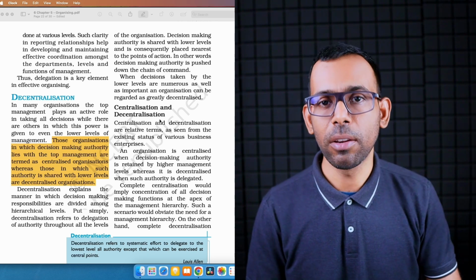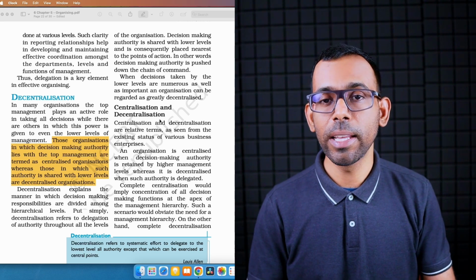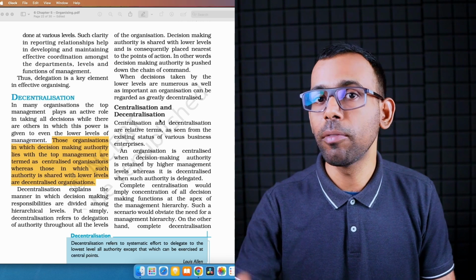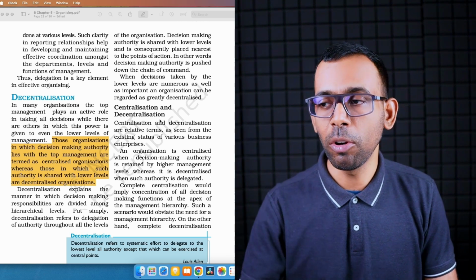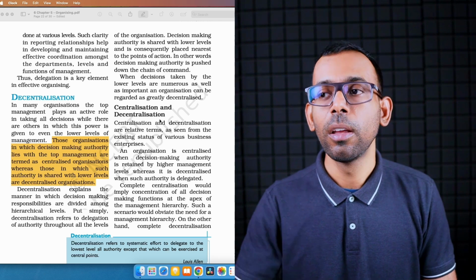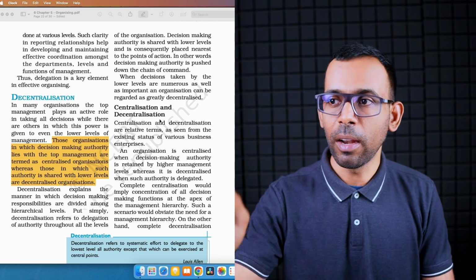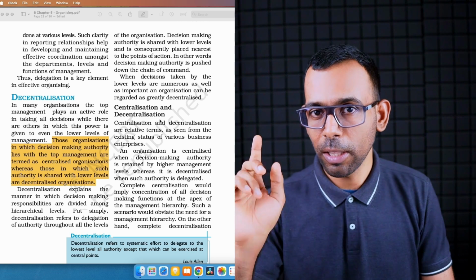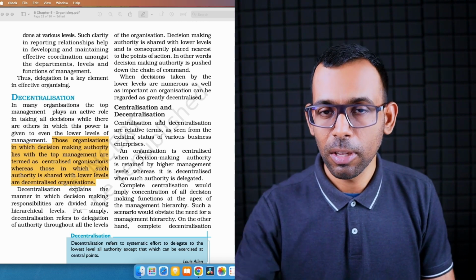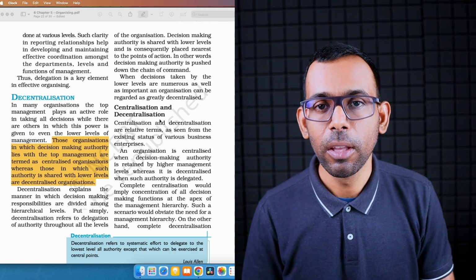This is decentralization. But the centralized form of household, they will say that, no, I don't trust you yet with my money. Even if you want to buy a simple eraser worth 5 rupees or 10 rupees, you ask me, I will give you, and I will give you exactly only that amount of money. And after you buy that, you have to come and show me that, okay, you have exactly used this money for this purpose only. This is like centralized form of management.